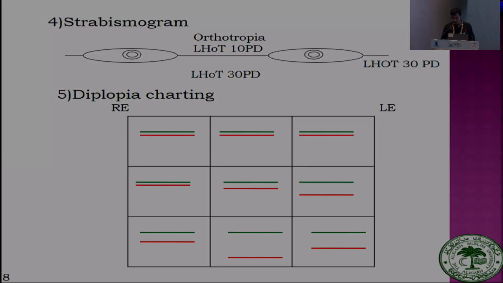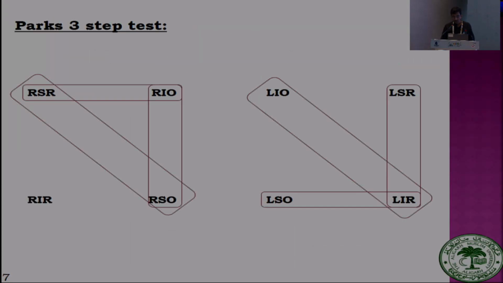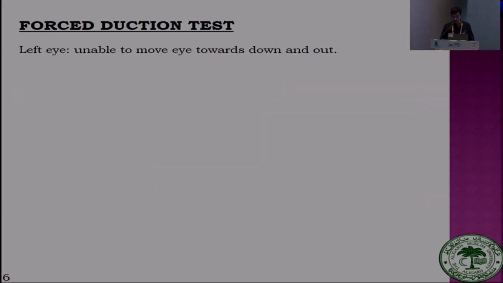A strabismogram was done which revealed a squint of 30 prism diopter in left hypotropia, and a diplopia charting where the diplopia was more in inferior gaze and on levoversions. A Park's 3 step test was done and it revealed involvement of the left inferior rectus. A forced extension test was done, and we were unable to move the left eye towards down and out.